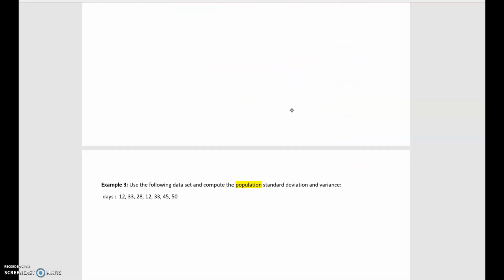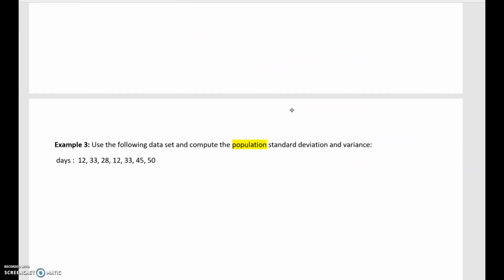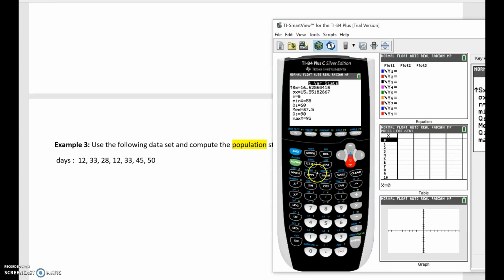So let's take a look at example 3, and we're going to use the same format. Please take a second and punch it into a data set. In this case, I already have it. Let me double check. Under L2, so 12. And then run me a one variable stats, but make sure that you match with where you have it. So on this particular problem, I have it under L2.